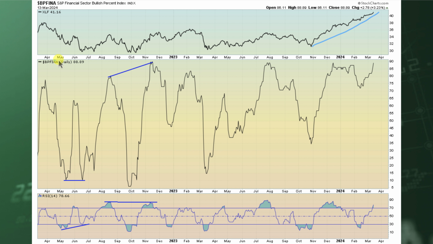And you can even see here, looking at the bullish percent index, 88.89% of the stocks within the XLF are on buy signals. And typically when we get into these very high readings, we actually go through periods of consolidation like here, and then right here was the last time, and then we went through that period of consolidation. And also the RSI is moving up there too. So very interesting price action in a very short period of time. That's very rare to happen.